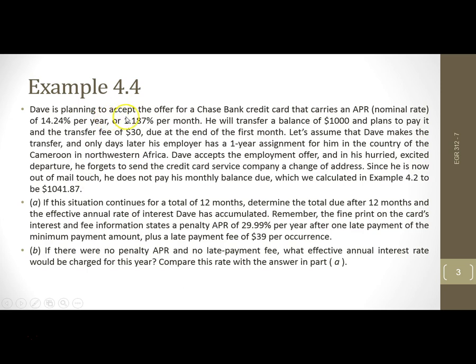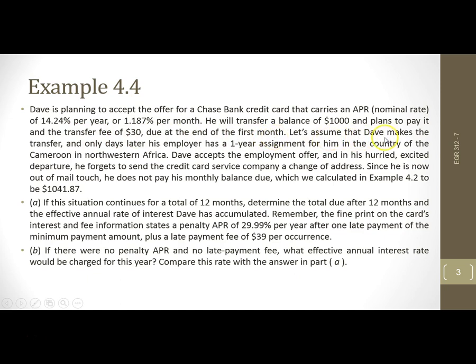Dave is planning to accept the offer for the Chase Bank credit card that carries an annual percentage rate, that means the nominal rate, of 14.24% per year or 1.187% per month. He will transfer the balance of $1,000 and plans to pay it and the transfer fee of $30 due at the end of the first month.